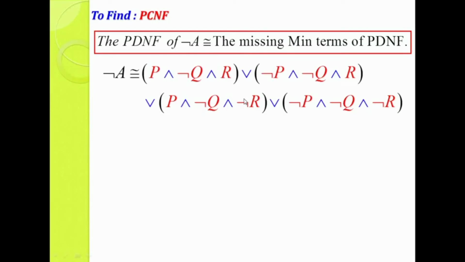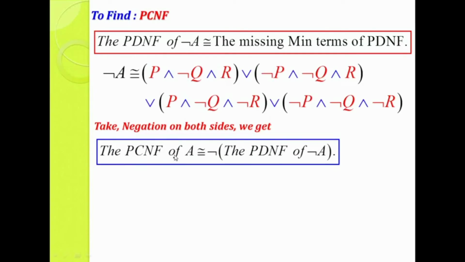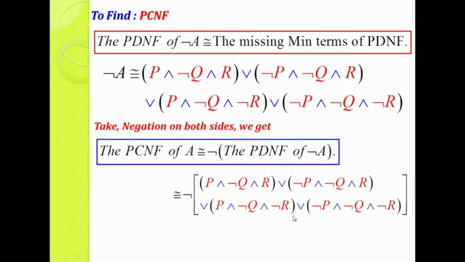Once you get the missing terms, next step, take negation on both sides. If you take negation on both sides, negation of PDNF of negation A is nothing but PCNF of A. So we get PCNF of given statement equal to negation of PDNF of negation A. We know what is PDNF of negation A, this expression. So substitute here, we get a negation of this term only.